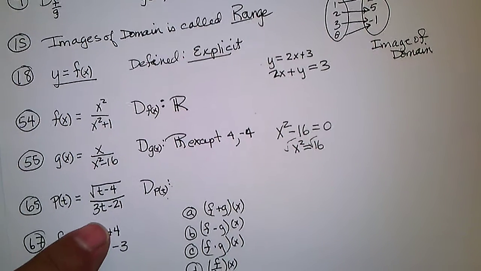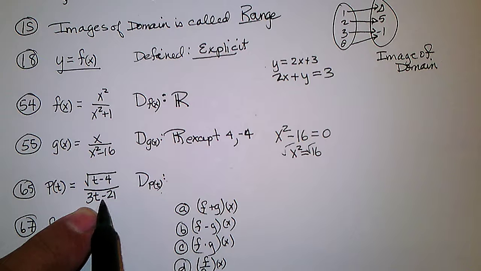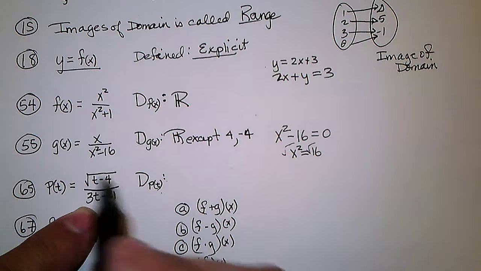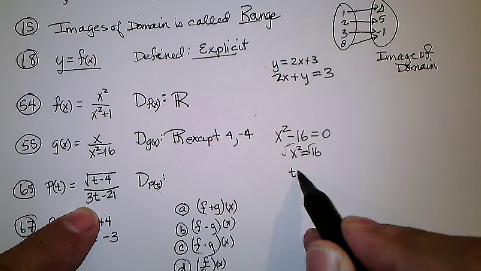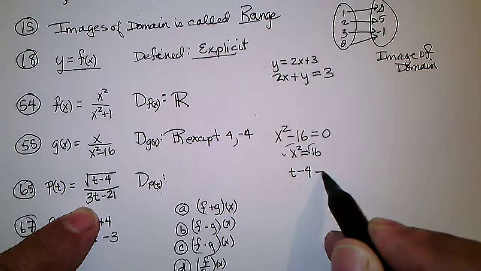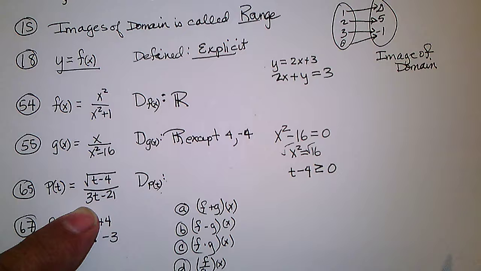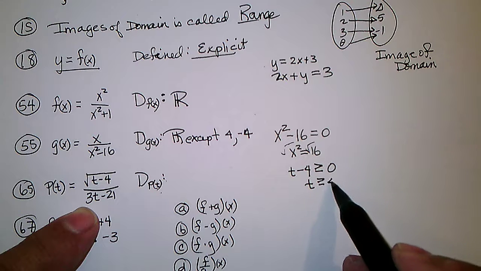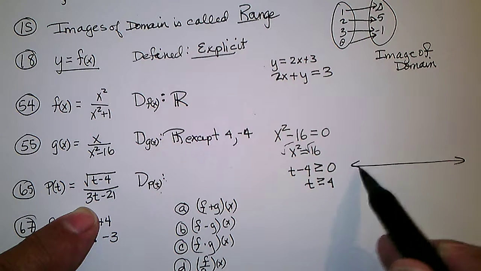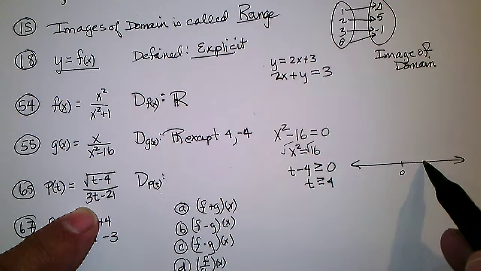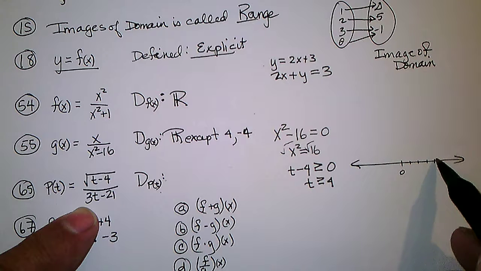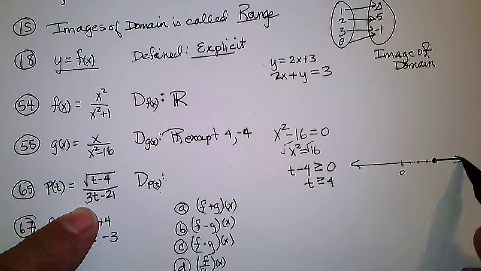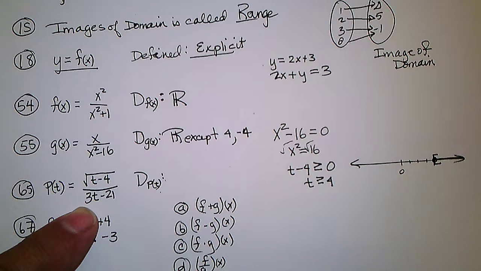Okay, so now what's the domain of this one? Well, again, the denominator can't be 0. Numerator can be, but not the denominator. But I can't take the square roots of negatives. So I got two things to watch out for. The t minus 4 can be 0, or it can be greater than 0. Now, if I solve for this, I add 4 to both sides. It says t has to be greater than or equal to 4. So on the number line, t would have to be 4 or more, or if you're using the interval notation like that.